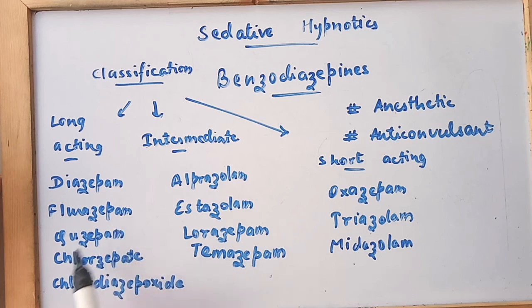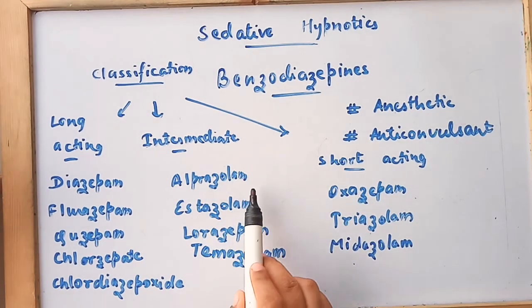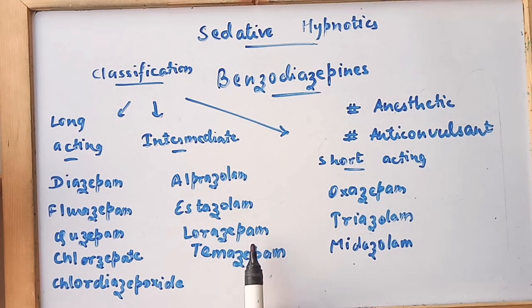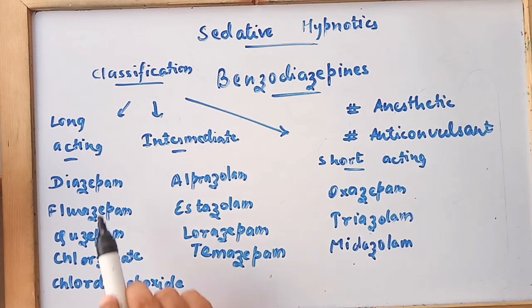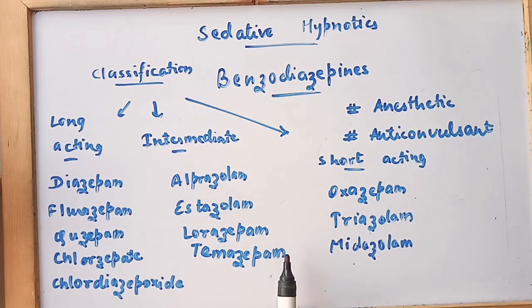Long-acting includes diazepam, flurazepam, quazepam, clorazepate, and chlordiazepoxide. The intermediate class has alprazolam, estazolam, lorazepam, and temazepam. Short-acting has oxazepam, triazolam, and midazolam. Now we will correlate some of the structures so that we can remember them. Basically, they have a benzene and a diazepine ring. So let's see their structures.